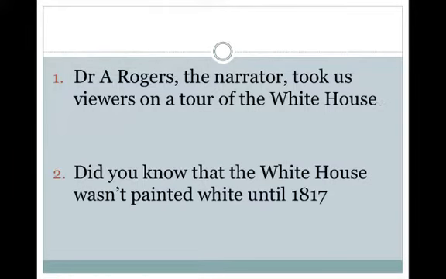Number 2. Did you know that the White House wasn't painted white until 1817? This is a pretty easy one. We just need a question mark at the end of the question, or the sentence.